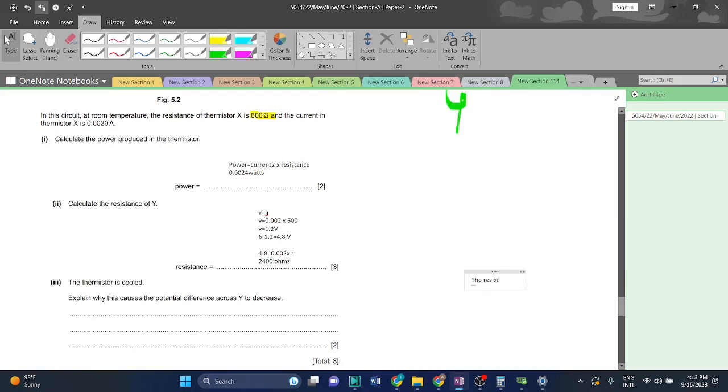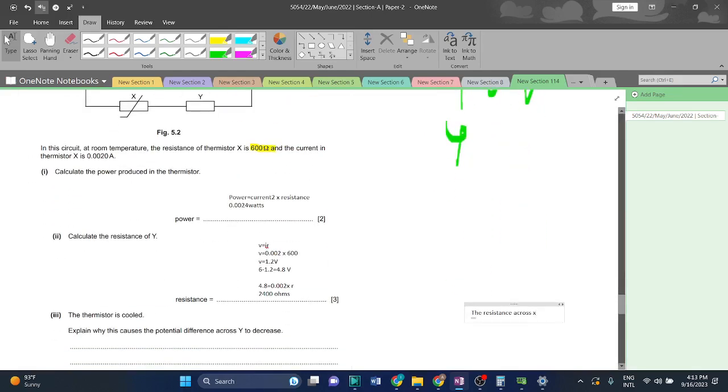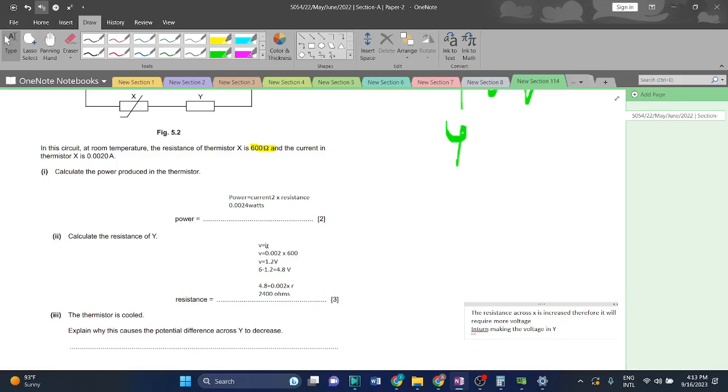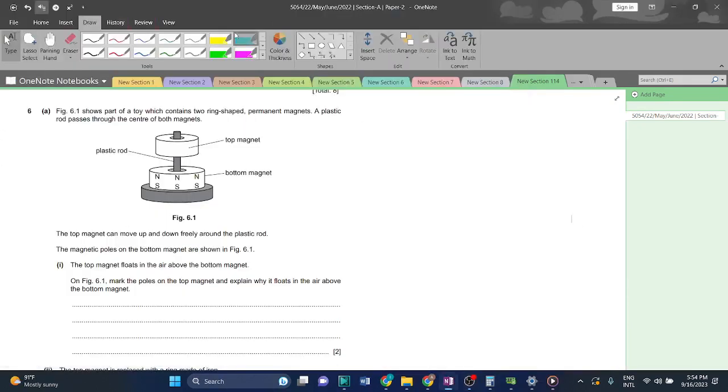So what will happen is that the resistance across X is increased, therefore it will require more voltage, in turn making the voltage in Y reduce. Okay? So yeah, that's the answer. Let's move ahead to question number 6. Okay, lastly, question number 6.